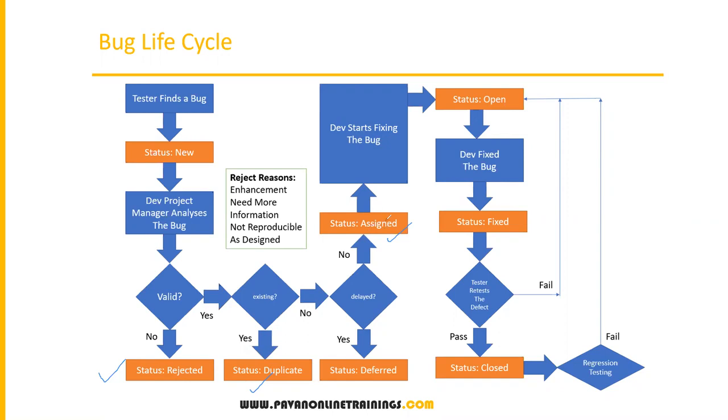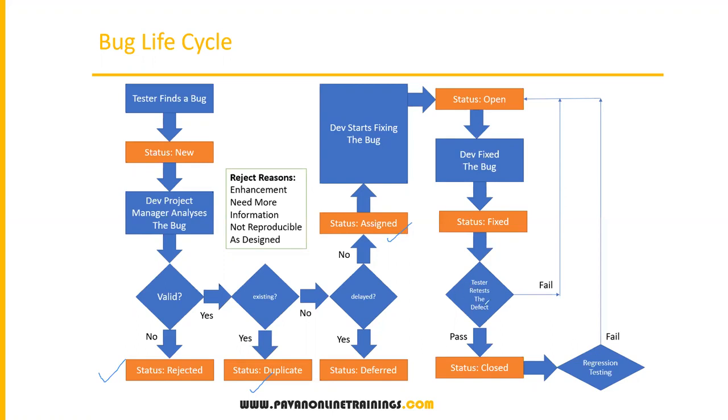Now when a bug is in the assigned state, it means the developer is trying to fix the bug, or is currently working on the bug. Once the developer starts fixing the bug, the status will be changed to open. After the open state, the developer fixes the bug. After the developer has fixed the bug, the status will be changed to fixed. And once the status is changed to fixed, the tester retests the defect. And once the tester has retested, if it is working fine, then we close the defect and the status will be closed.